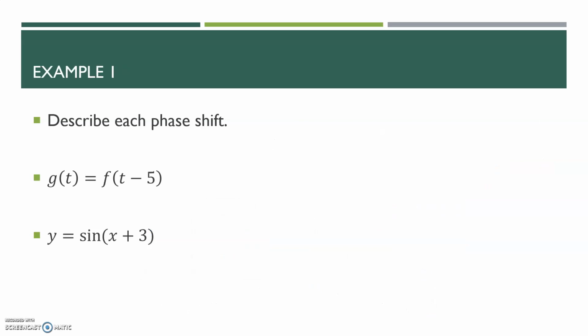So describe the phase shift. If I had this function right here, I would say, okay, it's in the parentheses. There's a minus sign, so that means that I would change it and I would move right 5. Here, I would change the sign, so I would move this one left 3. And that's it. Just remember to change the sign when it's inside the parentheses.